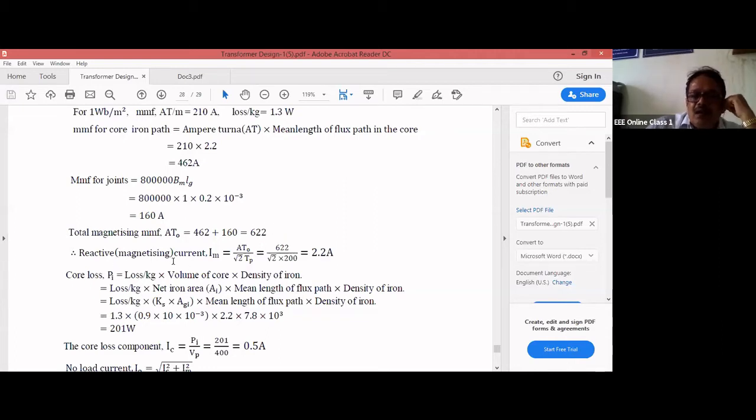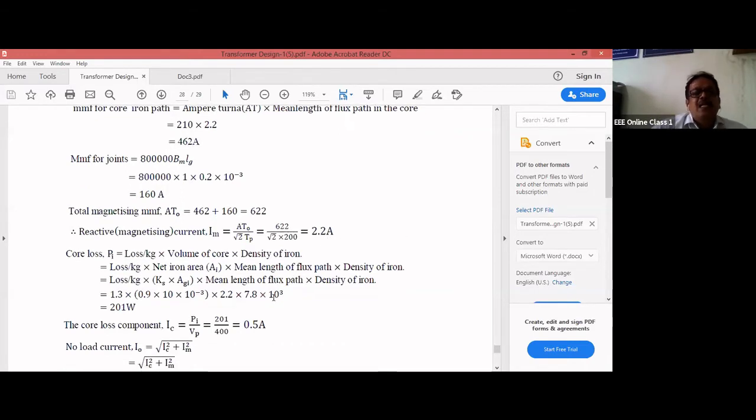So there are the active and reactive components. Reactive is the same as the magnetizing current. Magnetizing current IM is AT0 divided by root 2 into TP. So 622 divided by root 2 into 200. What do you get for IM now? 2.2 amperes.